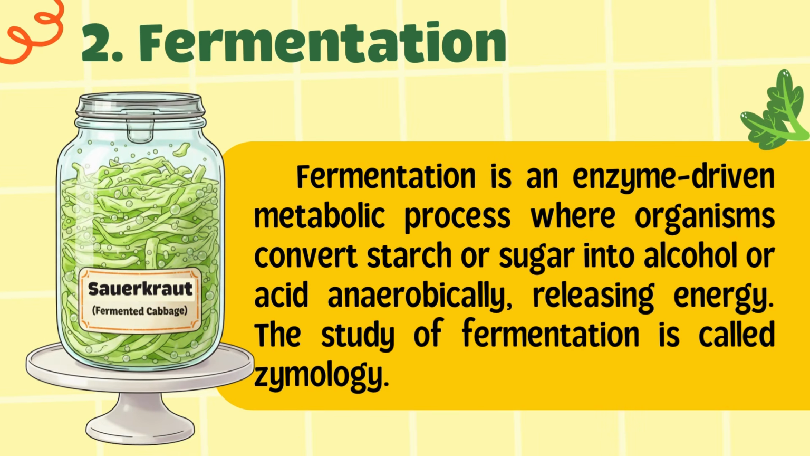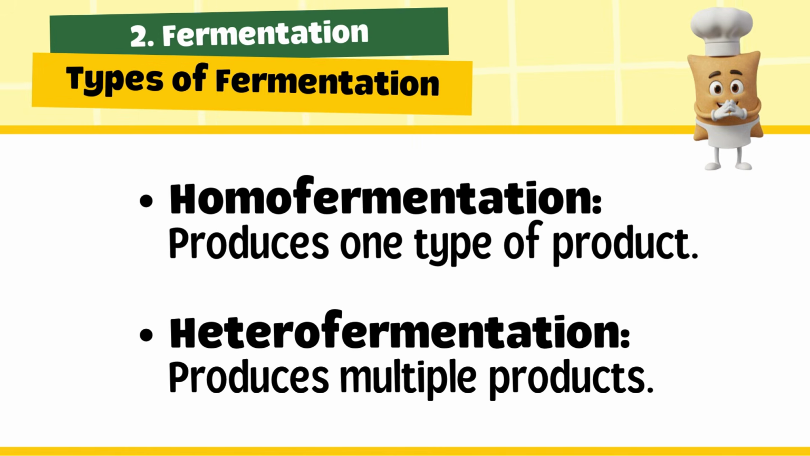Next method is fermentation. Have you ever tried a slice of sourdough bread? A spoonful of tangy yogurt? A sip of apple cider? All of these delicious foods are made possible by a process called fermentation. Fermentation is an enzyme-driven process where tiny organisms like bacteria and yeast turn sugar into alcohol or acid for energy, all without needing oxygen. Zymology is the scientific study of fermentation.